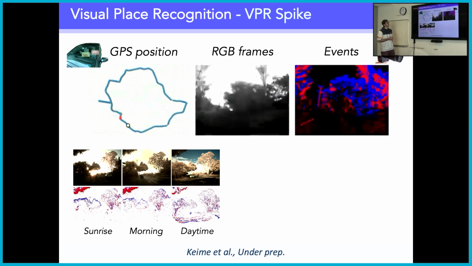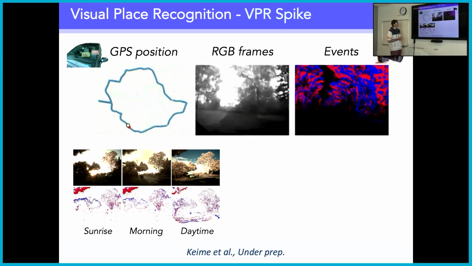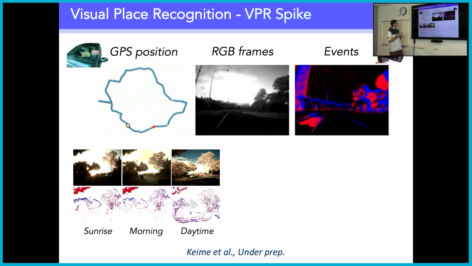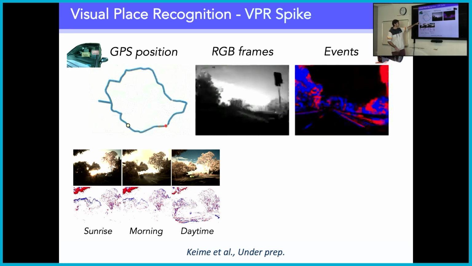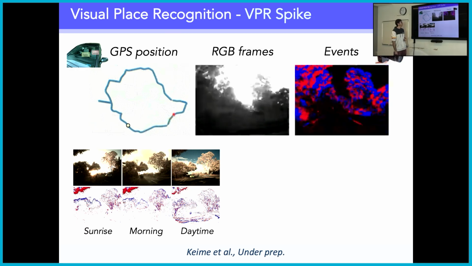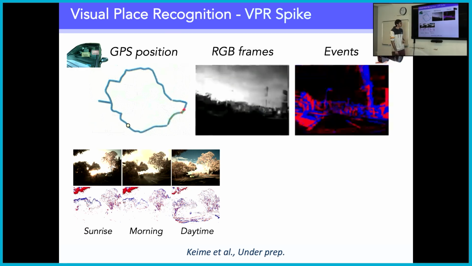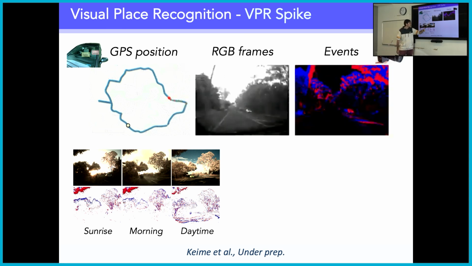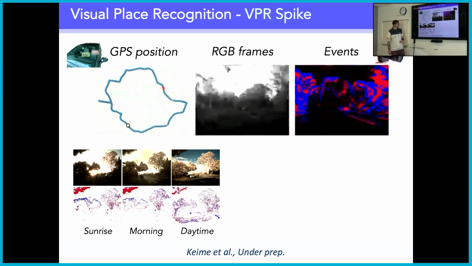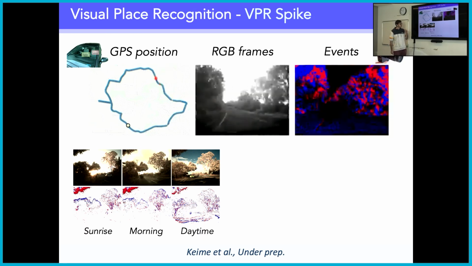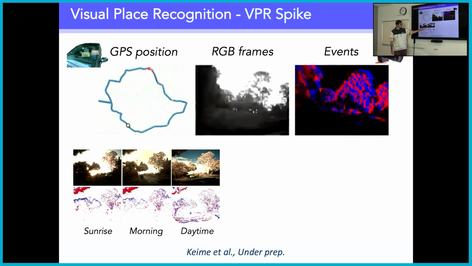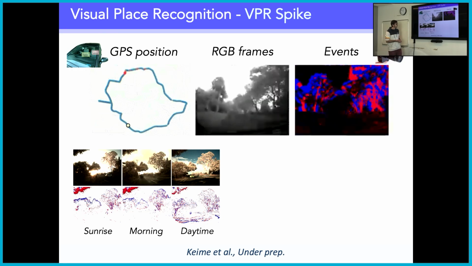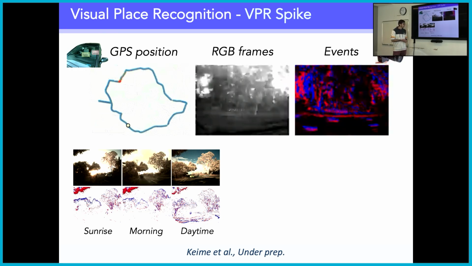Just to illustrate a bit the difficulty of the task. This is the Brisbane dataset. These are data collected by an event camera on the roof of a car while driving around this environment. Data were collected at different moments of the day. So you have the RGB frames and the events on the top right. And just as an illustration, you have the exact same position at different moments of the day: at sunrise, in the morning, and during daytime. And you can see that just because the illumination of the scene is changing a lot, the RGB data are also changing a lot.